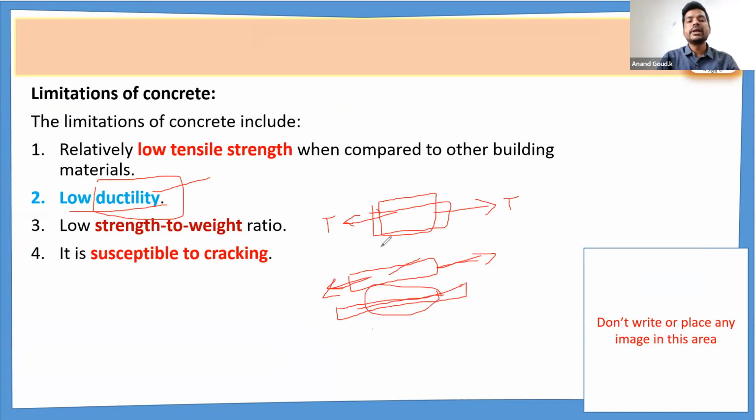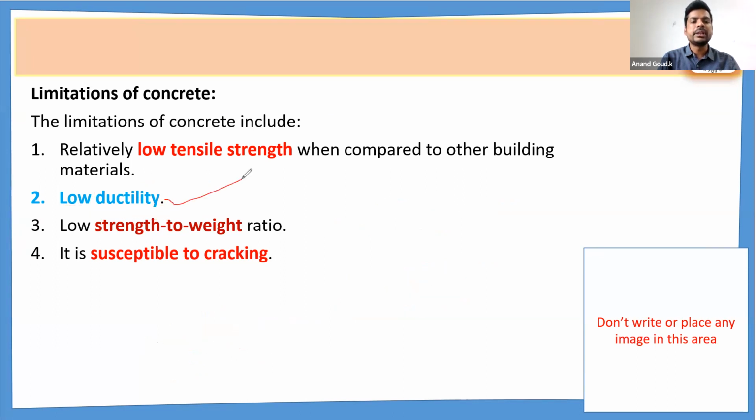Here if you observe the concrete material, can you pull it like this? Can you apply a tensile force on the member? Even if you apply the tensile force, it cannot elongate like metal. It will break down completely. You may get cracks directly. So that is why it is having very low ductile property. So that is the second limitation.